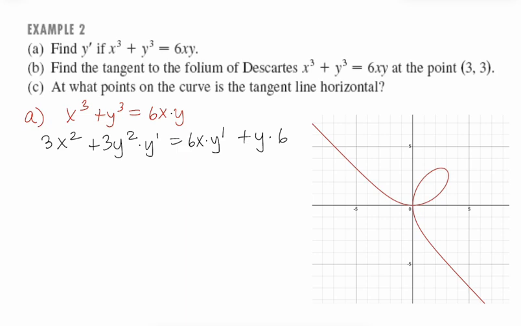Now, all the stuff that contains a y prime, let's get to one side. Every term that does not, let's get to the other side. That's always the next step, okay? So we have the terms that contain a y prime, the 3y squared y prime, the 6x y prime goes over and becomes a negative. The 6y, we're going to subtract off 3x squared because we want to move that to the other side. Now this always is the next step. Factor out the y prime.